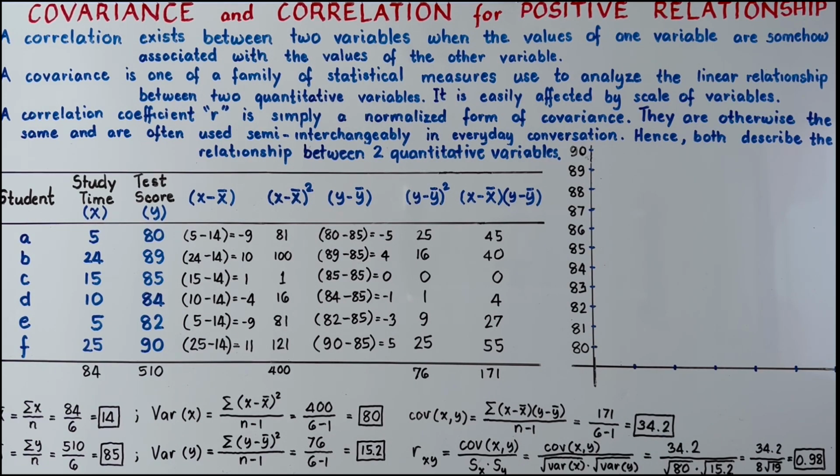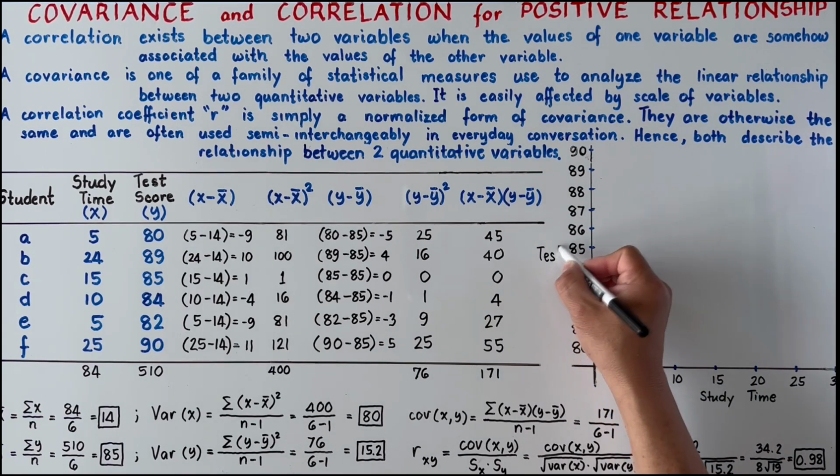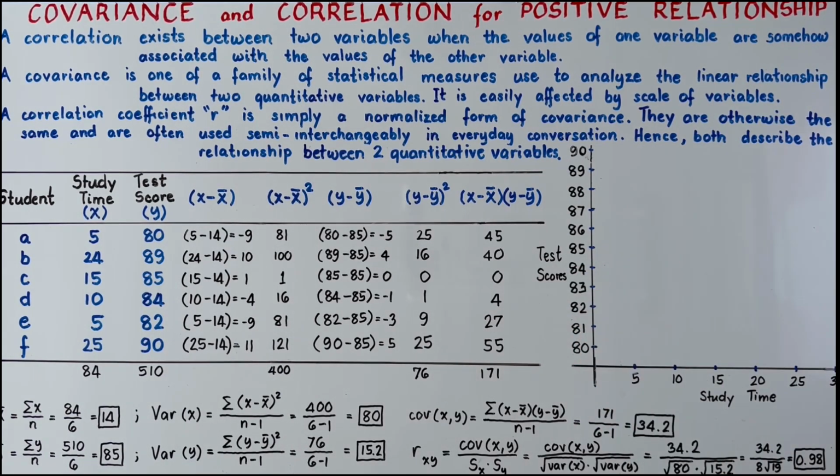The values of one variable appear on the horizontal axis. Say this is our study time axis. So we have 5 minutes, 10 minutes, 15 minutes, 20 minutes, 25 minutes, and here 30 minutes. So this is our study time. But on our y-axis, we have the test scores. So let us now plot the points.